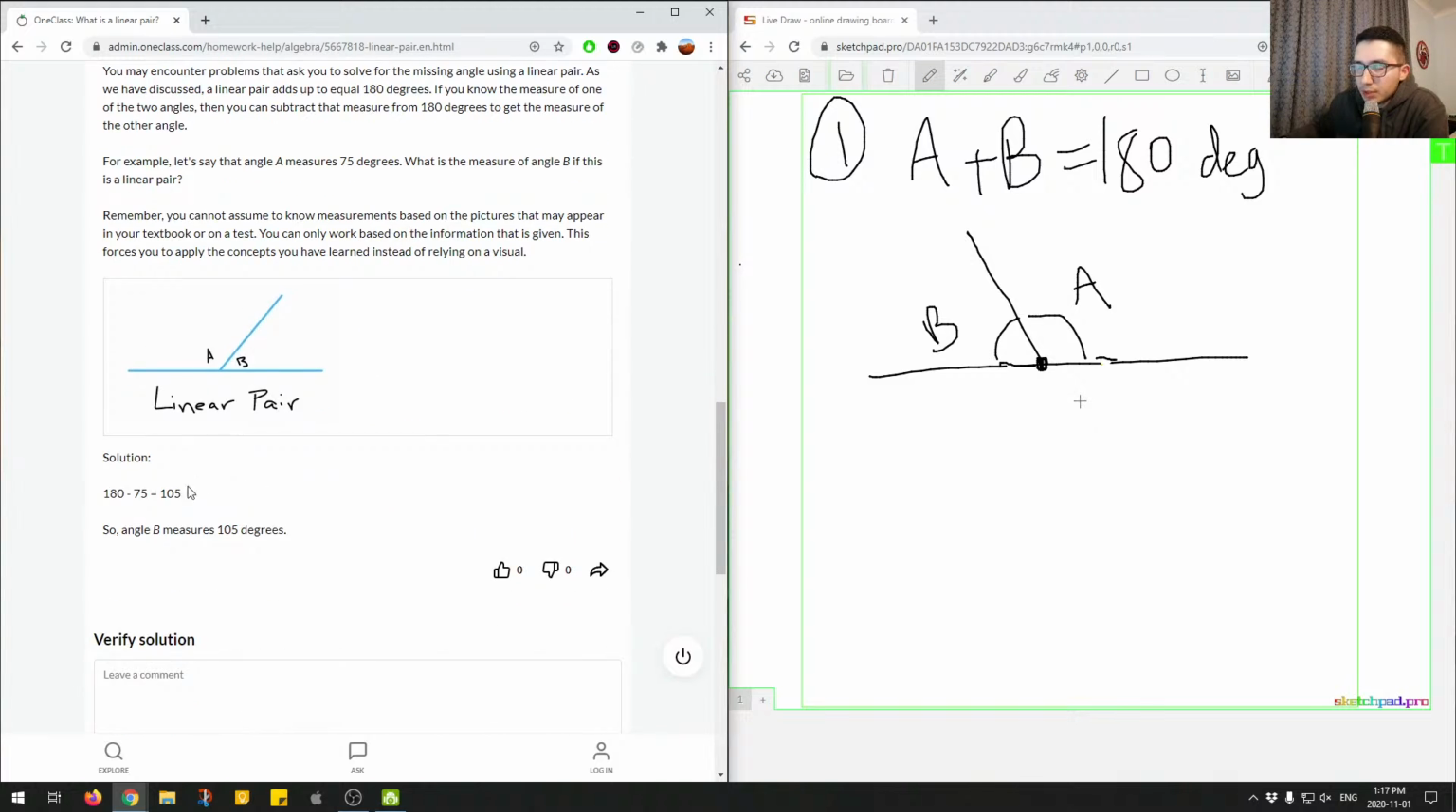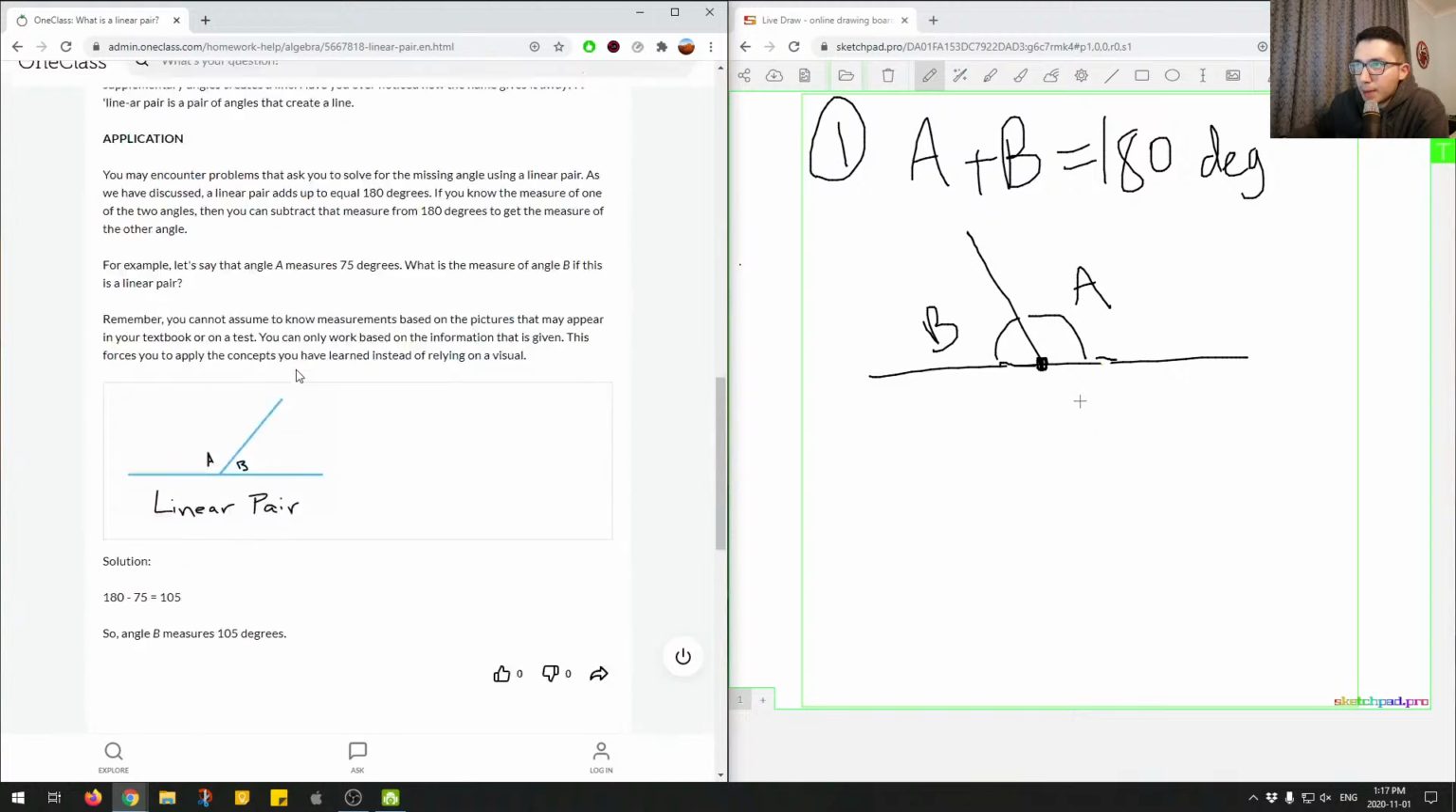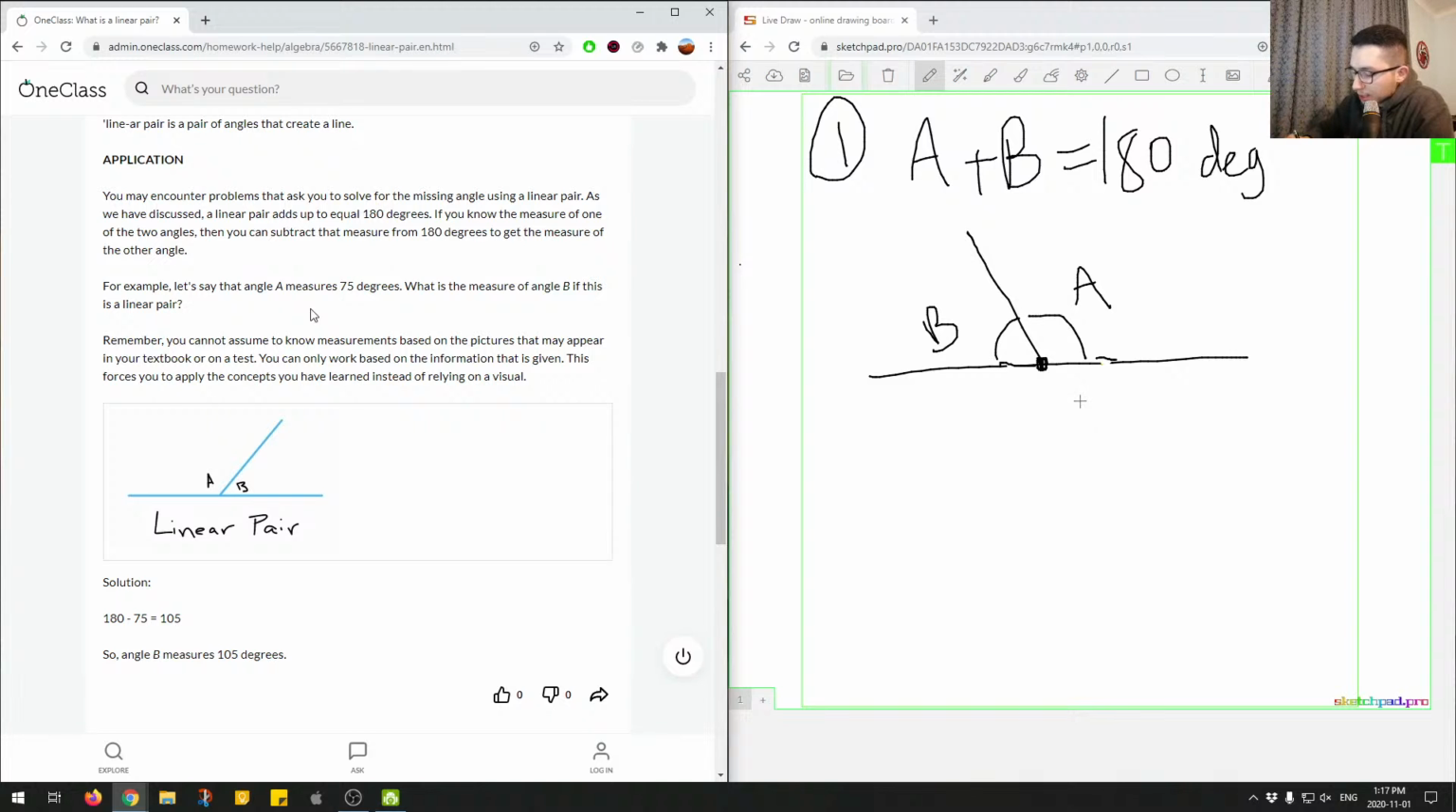Okay, so down here, the junior tutor presents an application. So for example, let's say we had A is equal to 75 degrees. So this diagram is incorrect. So actually, let's rearrange these two. Let's say this is angle A over here, and then this is angle B over here. So angle A is 75 degrees.